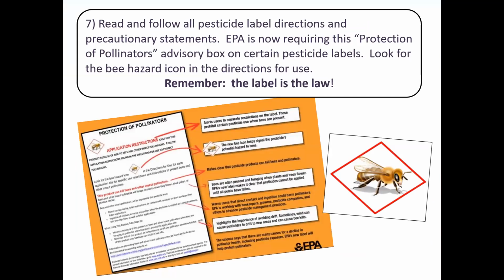Of course, following and reading all labels, that's something that we teach with regards to getting your pesticide license. And you want to look for the protection of pollinators advisory box, or the bee hazard icon, to make sure that you know whether or not it's detrimental to pollinators, so that when you do apply it, you're applying it the correct way, at the correct time.